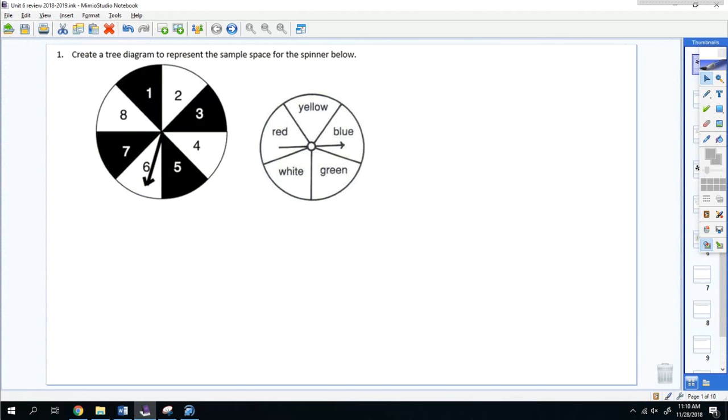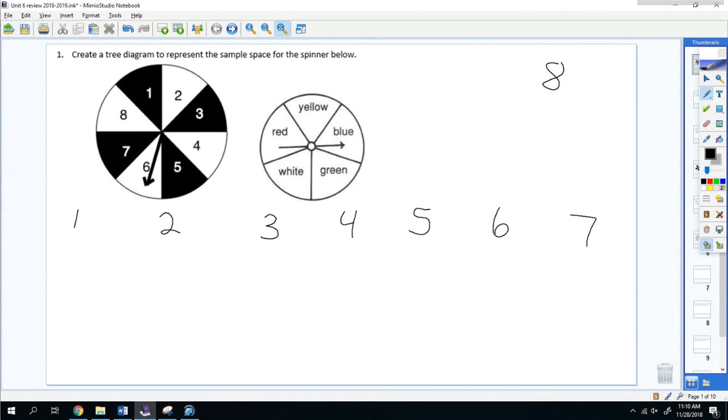Okay, so this is your Unit 6 review over probability. Number 1 says create a tree diagram to represent the sample space for the spinner below. So on the spinner, you have numbers 1, 2, 3, 4, 5, 6, 7, and 8. I'm going to put up 8 branches out to represent the colors.